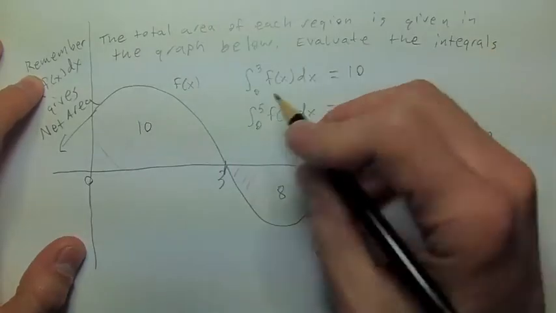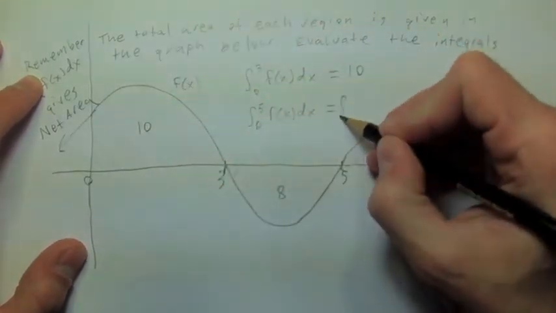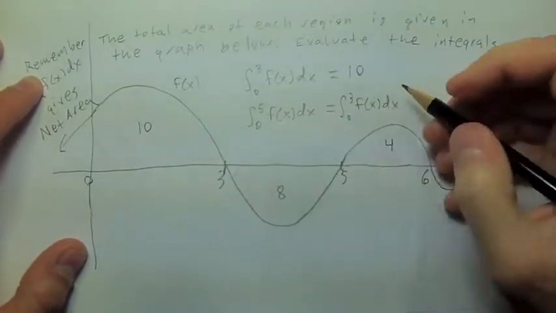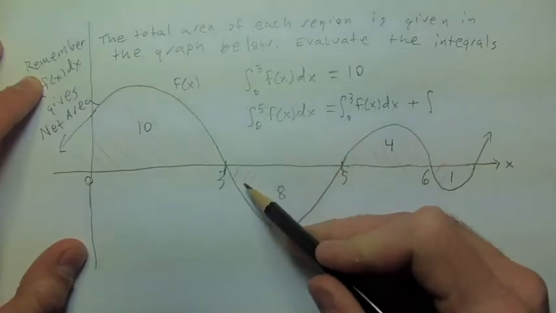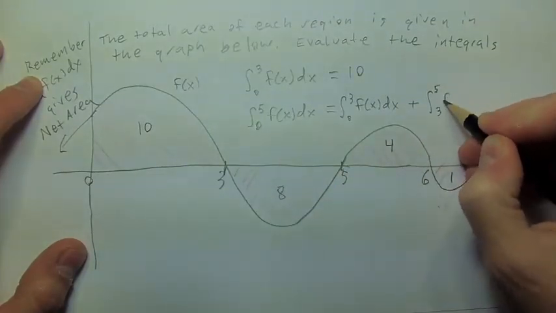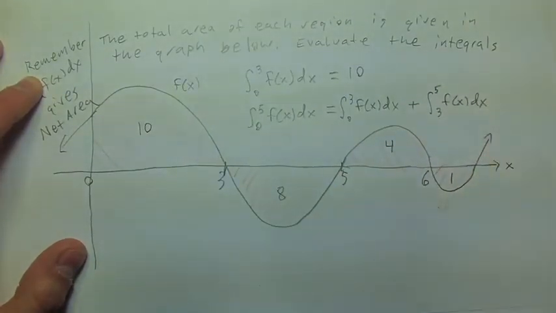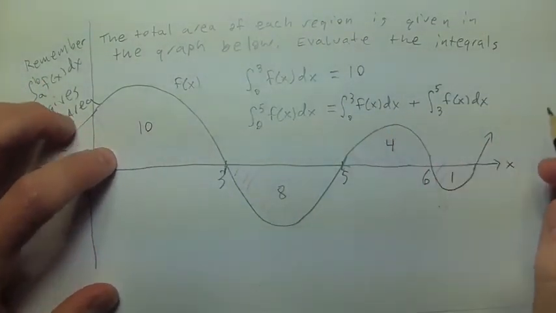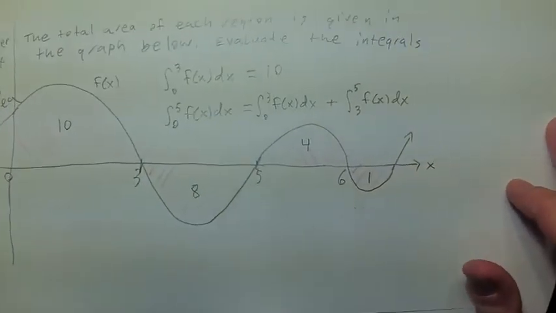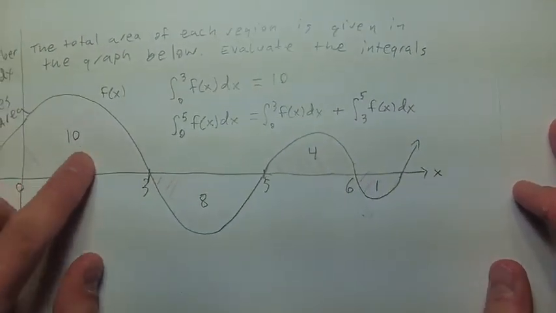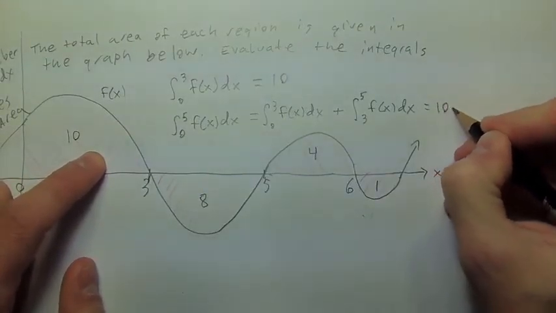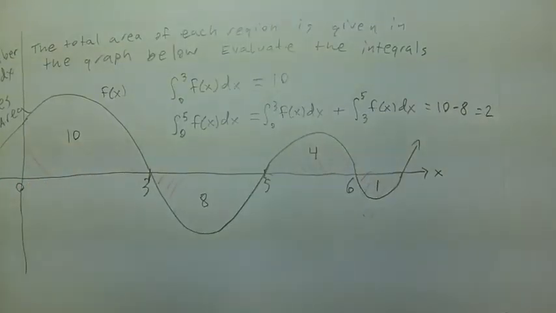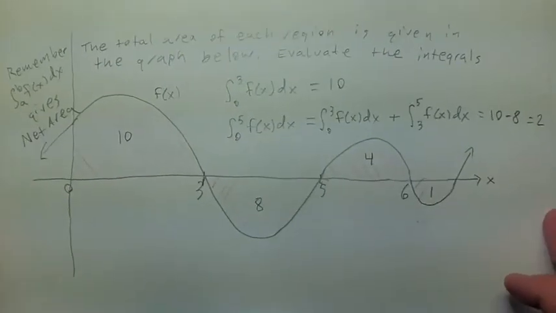So I'm going to write out my rules. This would be the integral from 0 to 3 of f of x dx, plus the integral from 3 to 5 of f of x dx. That is going to be 10 minus 8, which will be 2.